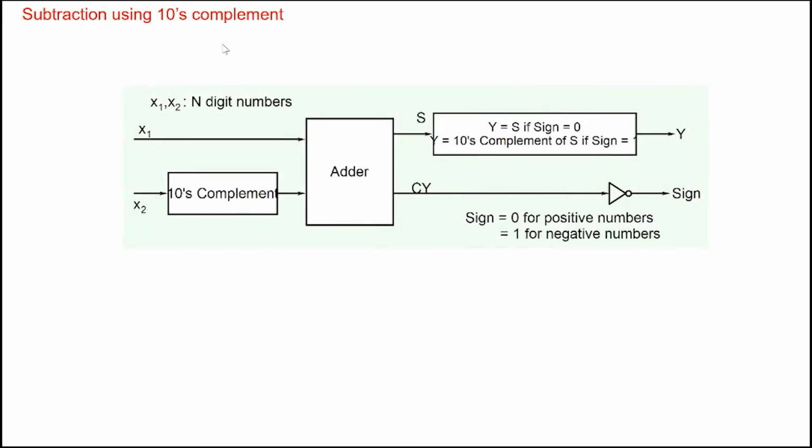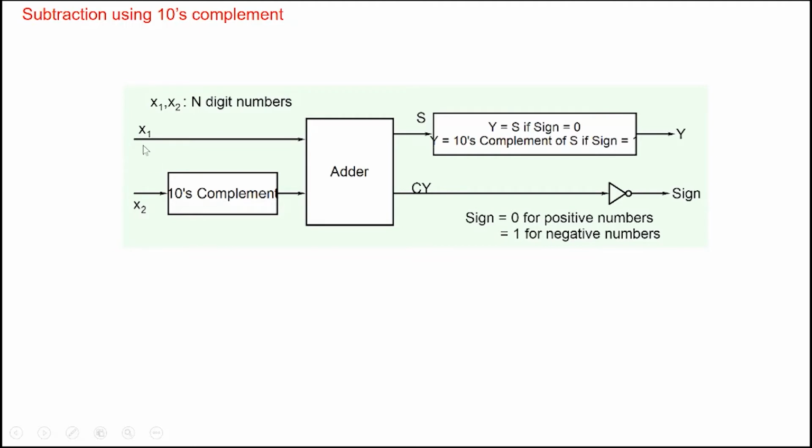Suppose we're talking about the familiar decimal system. Suppose x1 and x2 are two n-digit numbers, and you would like to subtract x1 minus x2. Of course, you know how to do it, but what we are showing here is that you can do subtraction by actually doing addition, provided you take the tens complement of the number that you are subtracting.